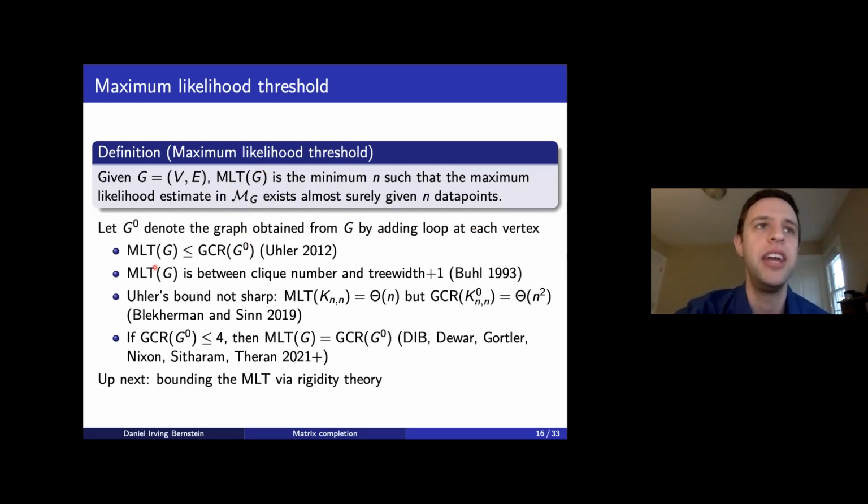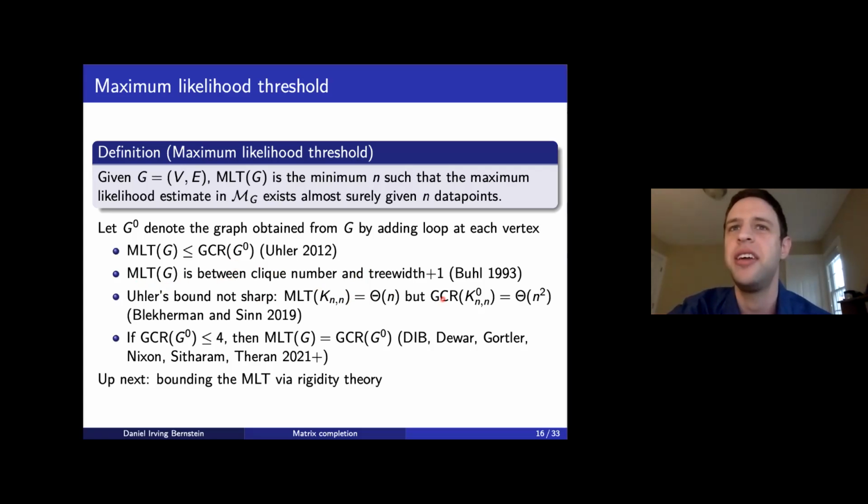Here's how generic completion rank fits into the picture. If I have a graph, I'm going to let G to the 0 denote the graph obtained from G by adding a loop at every vertex. Caroline Uhler showed in 2012 that the maximum likelihood threshold of G is bounded above by the generic completion rank of G with a loop stuck at every vertex. So that's an application of this generic completion rank stuff.